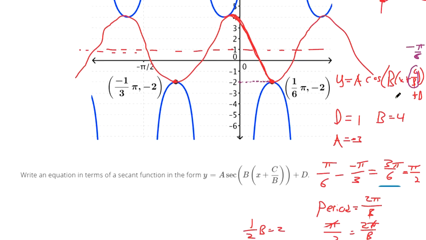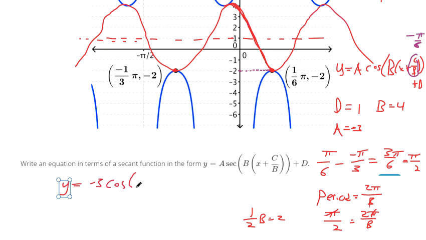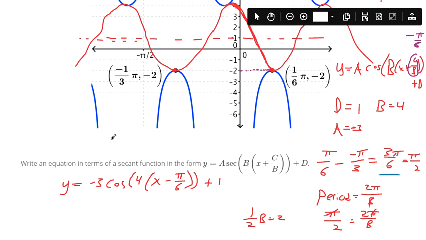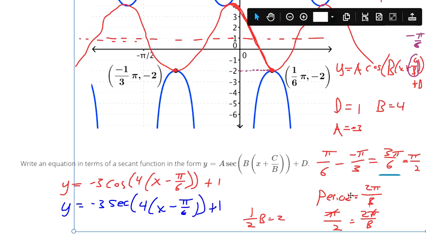Okay, so I think we have everything. To put it all together, the red graph is y equals -3 cosine of (4 times (x minus pi over 6)), or plus negative pi over 6, because this is our phase shift, plus 1. And so the blue graph is just going to be replace cosine with secant. Just the reciprocal of the red graph. So the blue equation over here is right if you graph it.